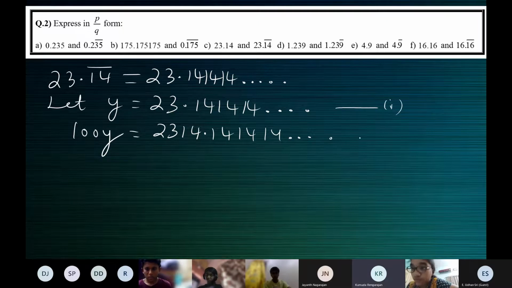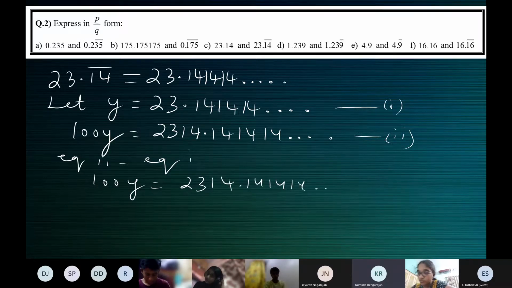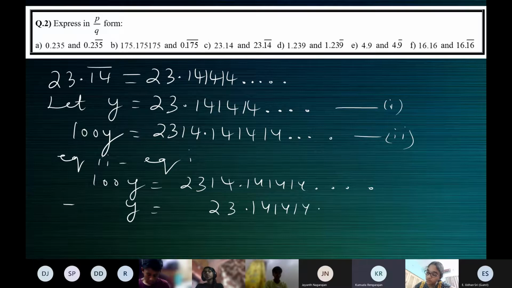We have equations 1 and 2. The next step is equation 2 minus equation 1. So that is 100y is equal to 2314141414, going on forever, minus y, which is equal to 23.1414, going on forever. Please don't get confused. You can add how many ever 14s you want because it's going on forever. Now the doubt may be, when you shift this decimal point here, there's only two pairs, 14, 14. How have you written so many? There are many, many 14s.